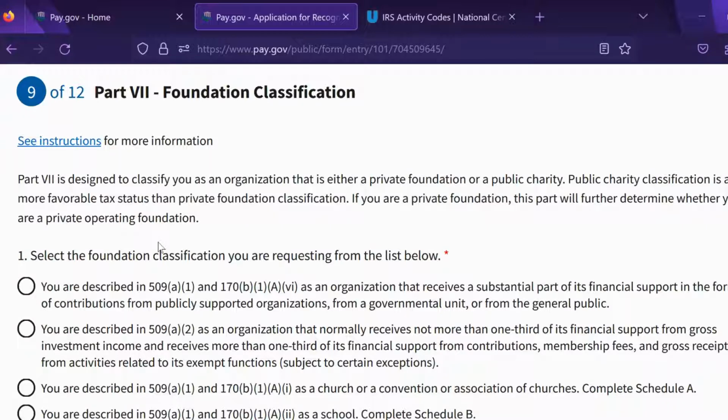Question 9 of 12, Part 7, Foundation Classification. Part 7 is designed to classify you as an organization that is either a private foundation or a public charity. Public charity classification is a more favorable tax status than private foundation classification. If you are a private foundation, this part will further determine whether you are a private operating foundation. Question 1, select the foundation classification you are requesting from the list below.